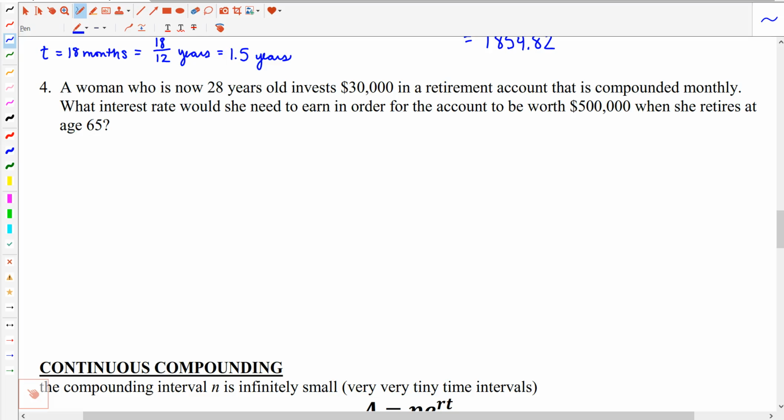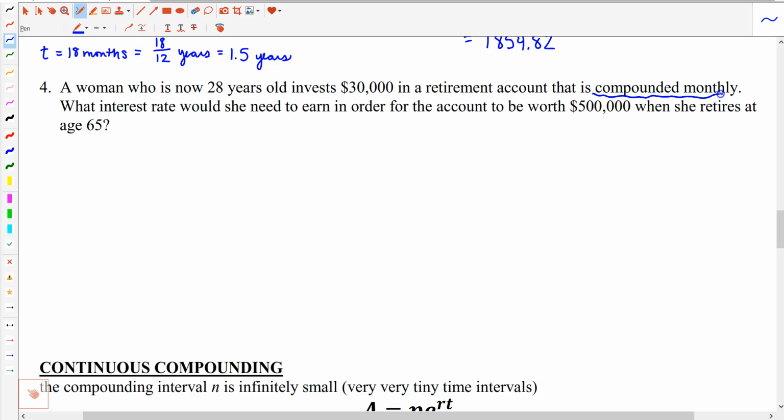Now, what's going to happen on this account is she's going to invest this $30,000 into this account, and she's just going to let it sit there until she is of age 65. And so this is a little bit different than most retirement accounts. Most retirement accounts, you would maybe pay into it every month by doing like a payroll deduction or something like that. So in this one, it's going to be a little bit different because she's just going to put the money in there and she's going to let it sit in there. She's not going to add to it, and she's not going to take any money out.